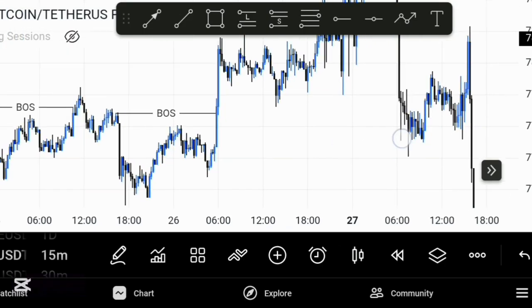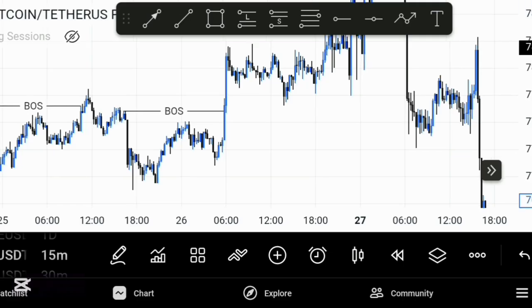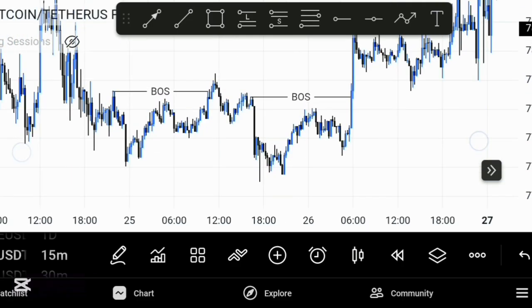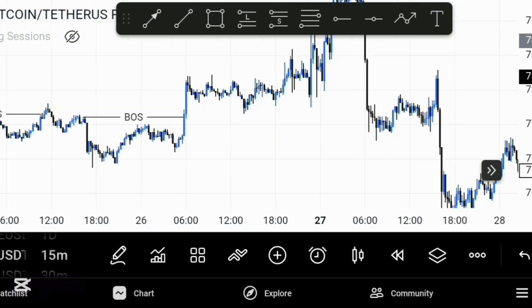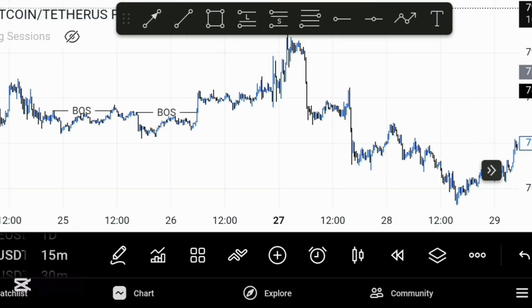And so now, how to mark out the change of character. A change of character happens when the market changes its direction. It changes direction from a bullish to a bearish trend, or bearish to a bullish trend. So how can we mark out our change of character? To mark it out, we first look at the trend. As you can see here, the market is somewhat bullish. So to mark it out, we'll first look at the trend after the market breaks that structure.